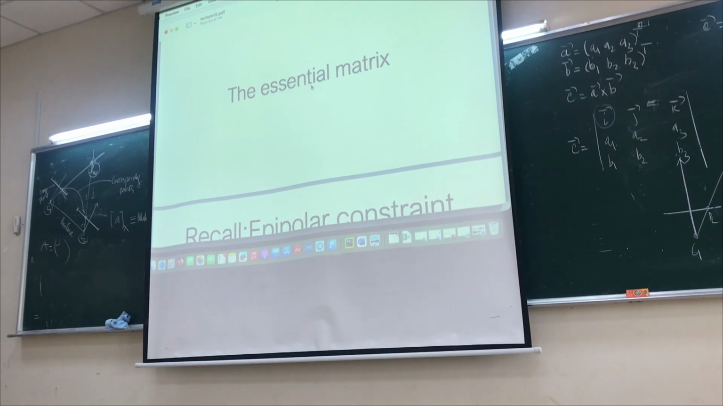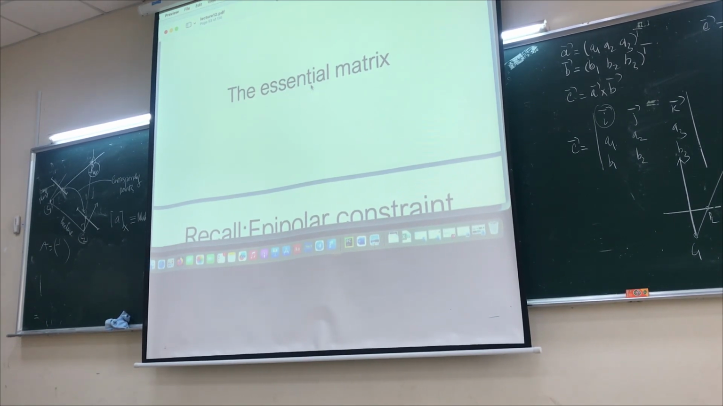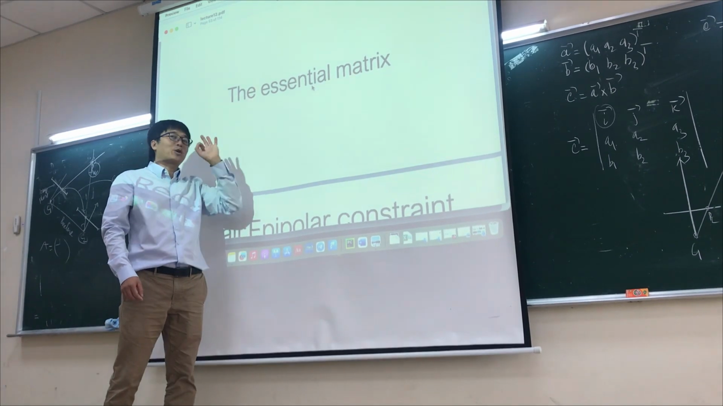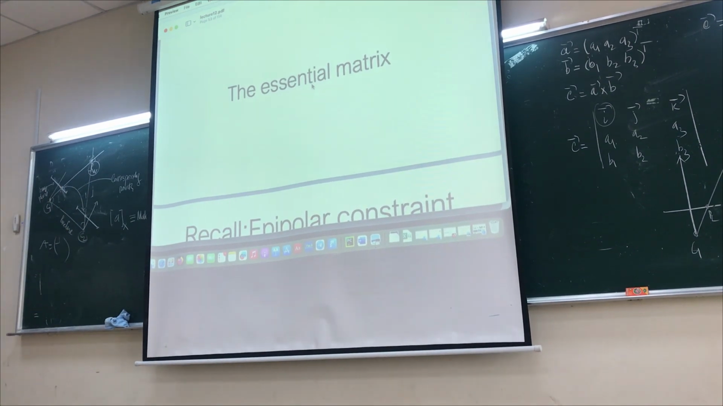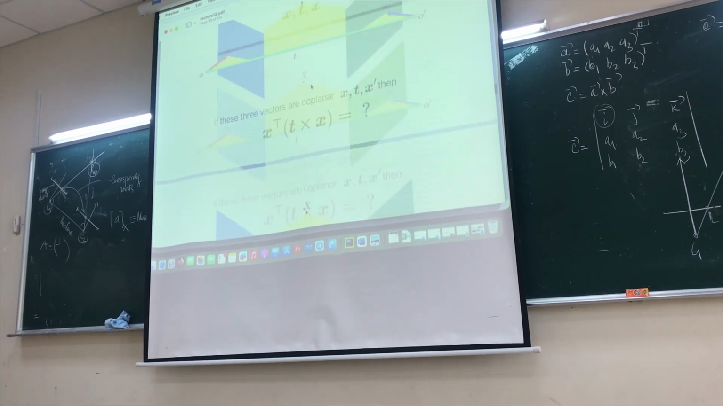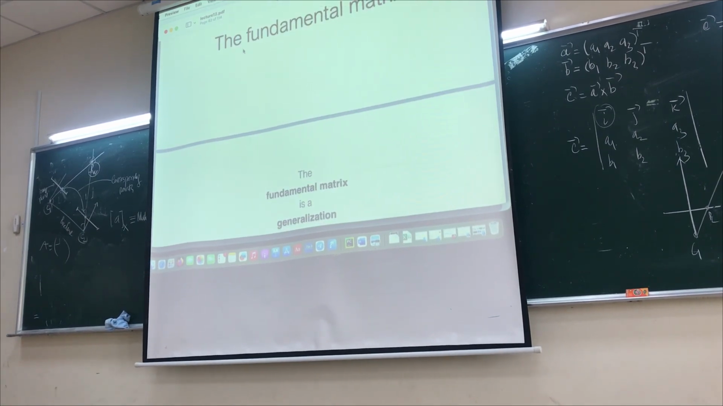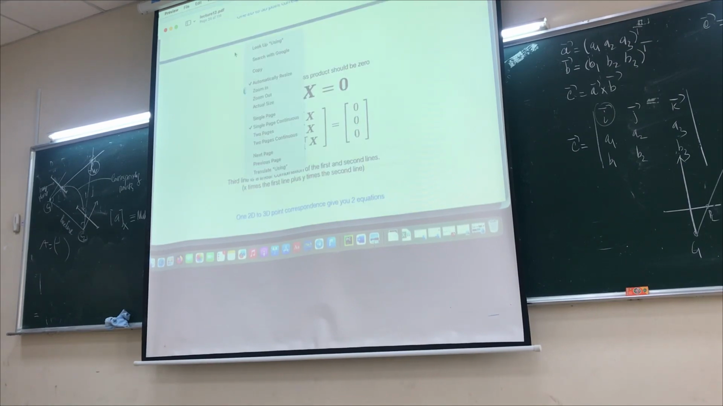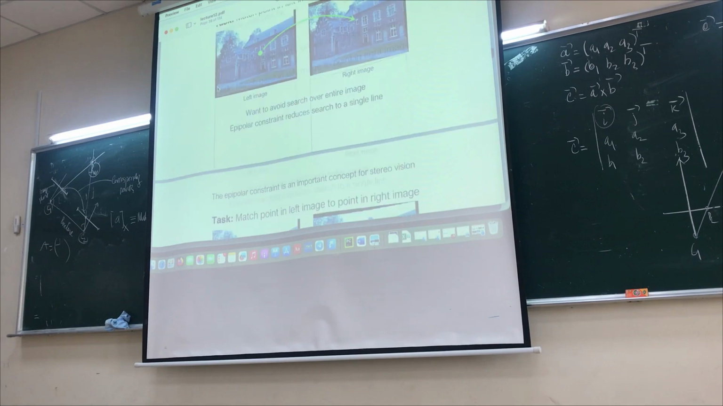Now the topic today is the essential matrix, and next the fundamental matrix. The essential matrix we call E, the E matrix. The fundamental matrix we call F, the F matrix. E matrix and F matrix, what do they mean?